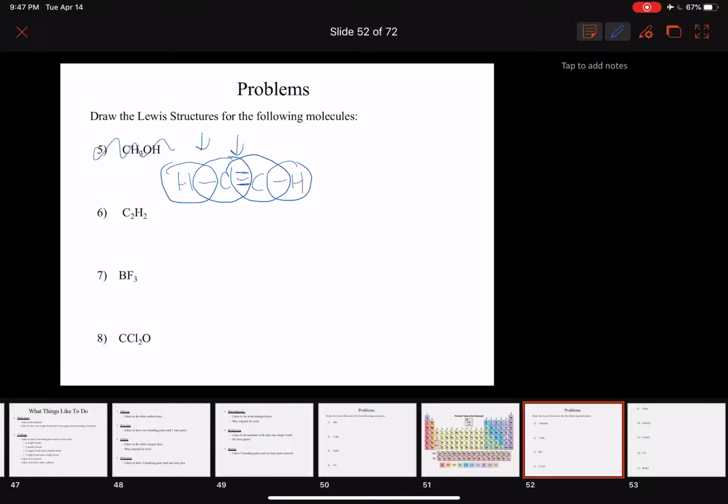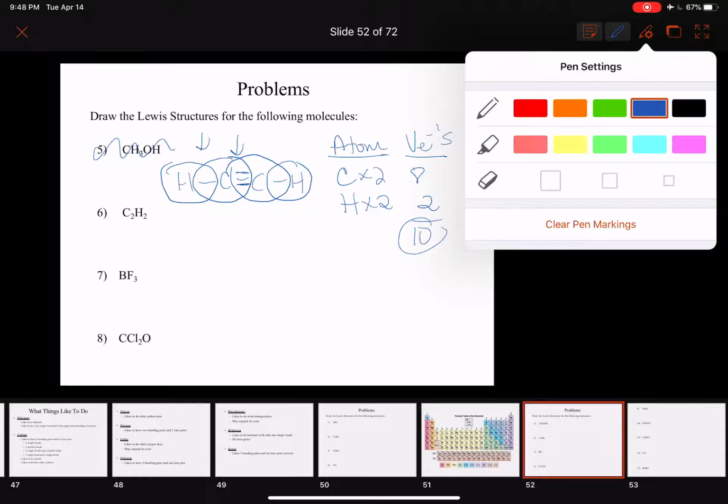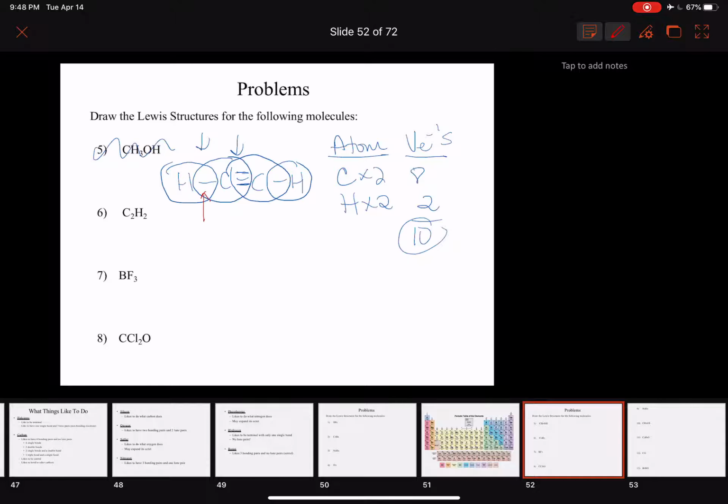So let's add up our valence electrons and see if that's correct. Each hydrogen brings 1 valence electron, and we've got 2 of those, so we've got a 2 here. And each carbon brings 4 valence electrons, and we've got 2 of them, so that's 8. So we have a total of 10. So let's go ahead and count them up. So we have 2, 4, 6, 8 from the triple bond, and then 10. Ding, ding, ding, ding, ding.